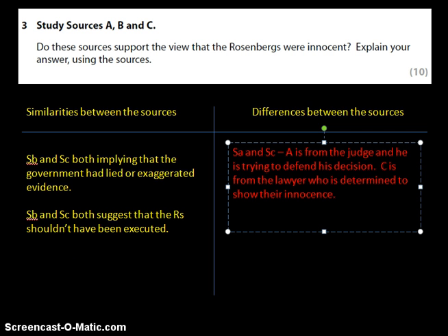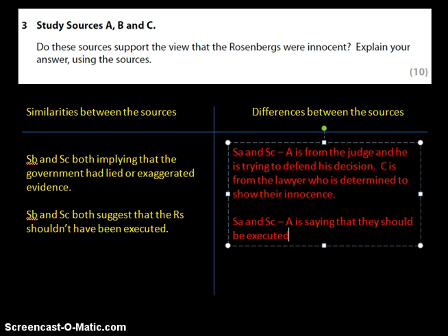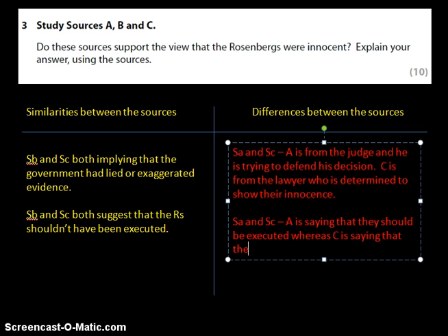We could also have here that source A is saying that they should be executed, whereas source C is saying that they shouldn't and that they were being used as scapegoats.